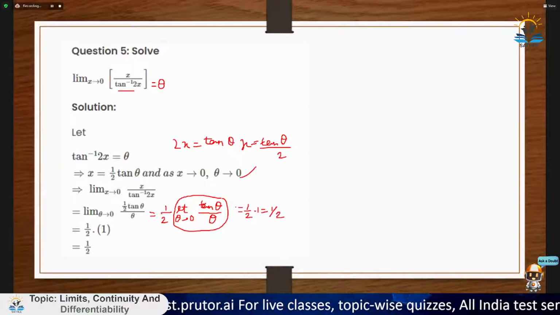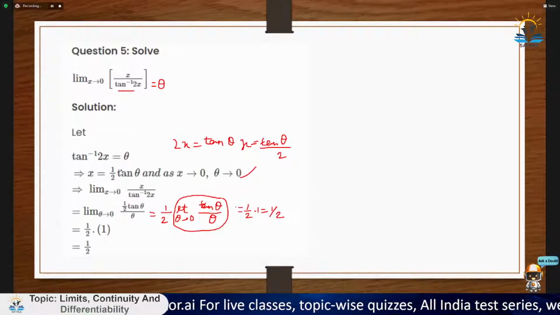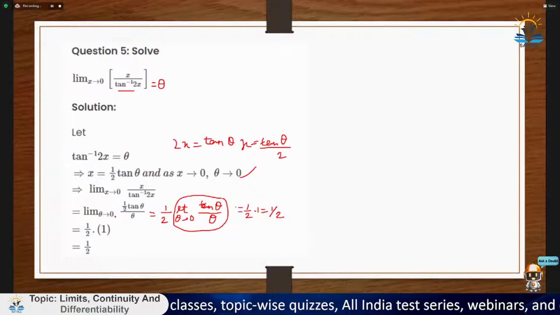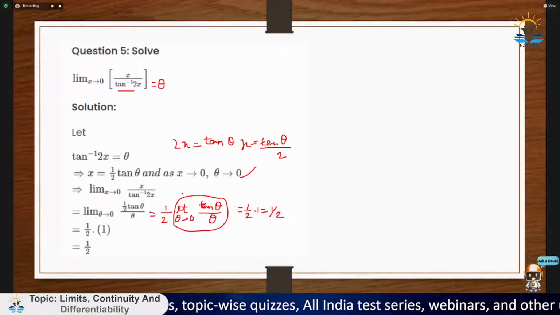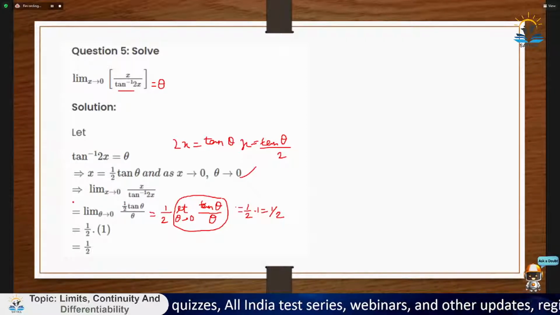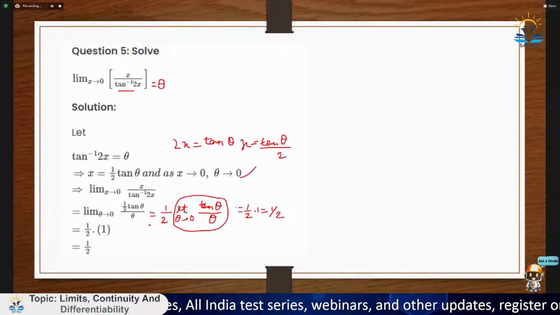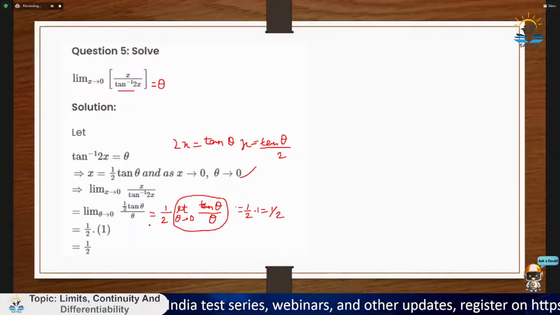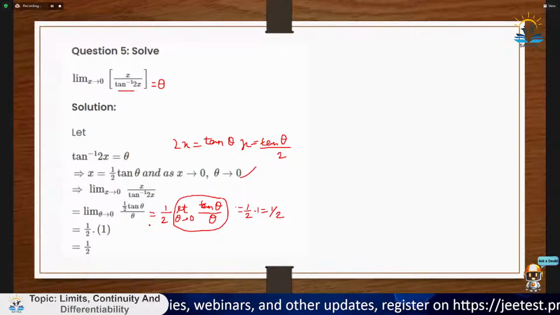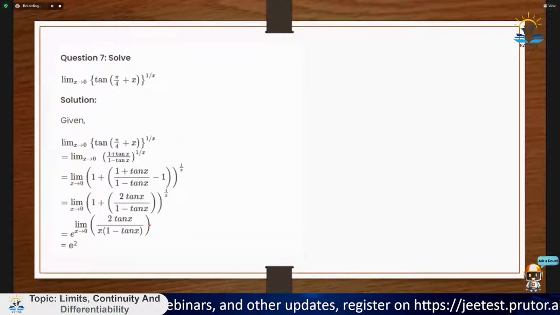Okay, so please remember the application of this thing. Tan theta upon theta, limit of theta tending to 0 is equal to 1 only. So you took the scalar out and you did the appropriate calculations, and you got half. Okay, so I hope you got this. It was not difficult. It was very easy. You just need to calculate it clearly, and you will get your answer.